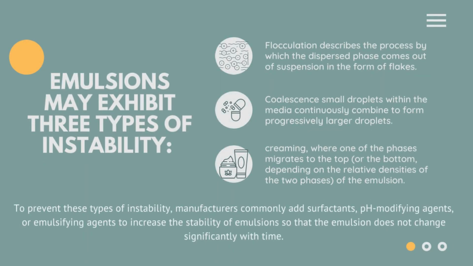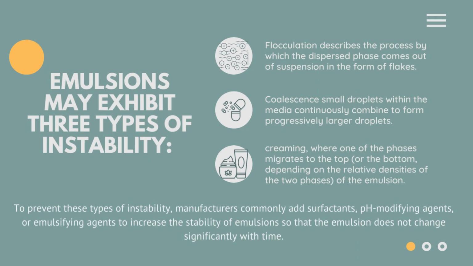Emulsion instability may exhibit 3 types: flocculation, coalescence, and creaming. Flocculation happens when the dispersed phase comes out as flakes. Coalescence is a progressive forming of large droplets due to the continuous combination of small droplets within the media. Creaming is the migration of one of the phases to the top or to the bottom of the emulsion depending on the relative densities of the phases.